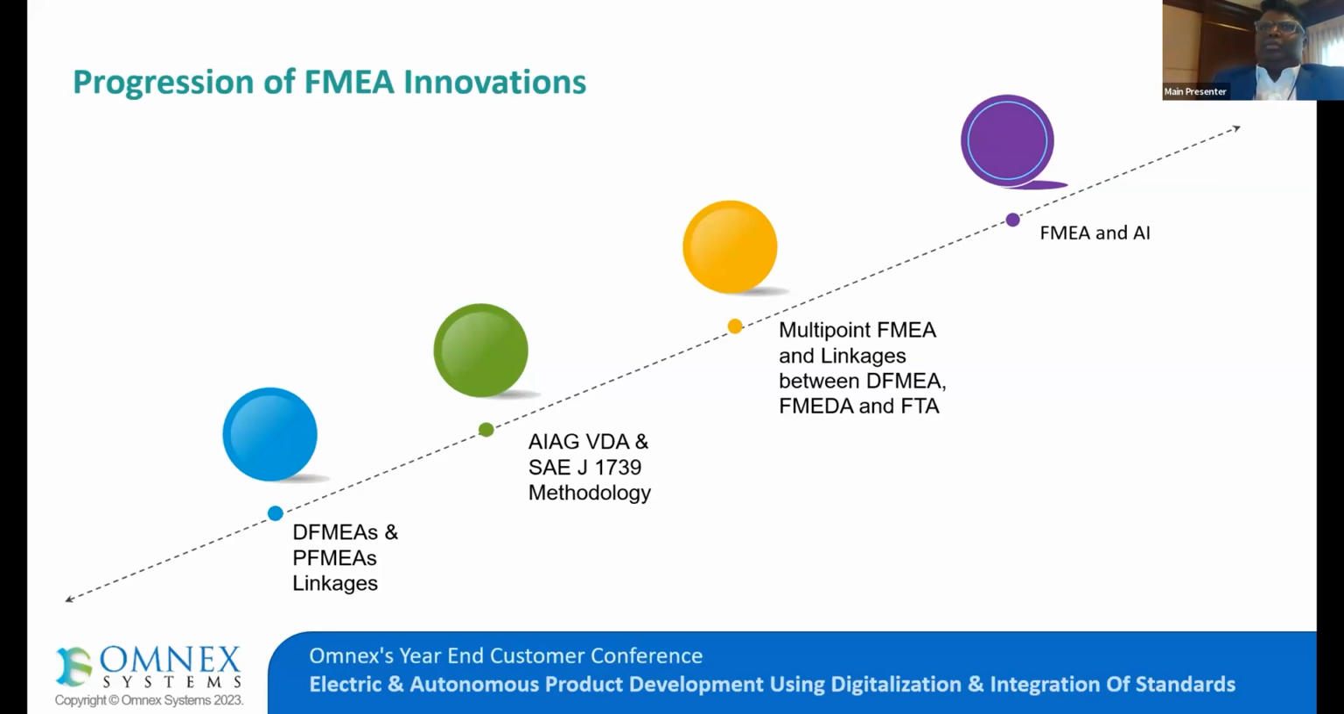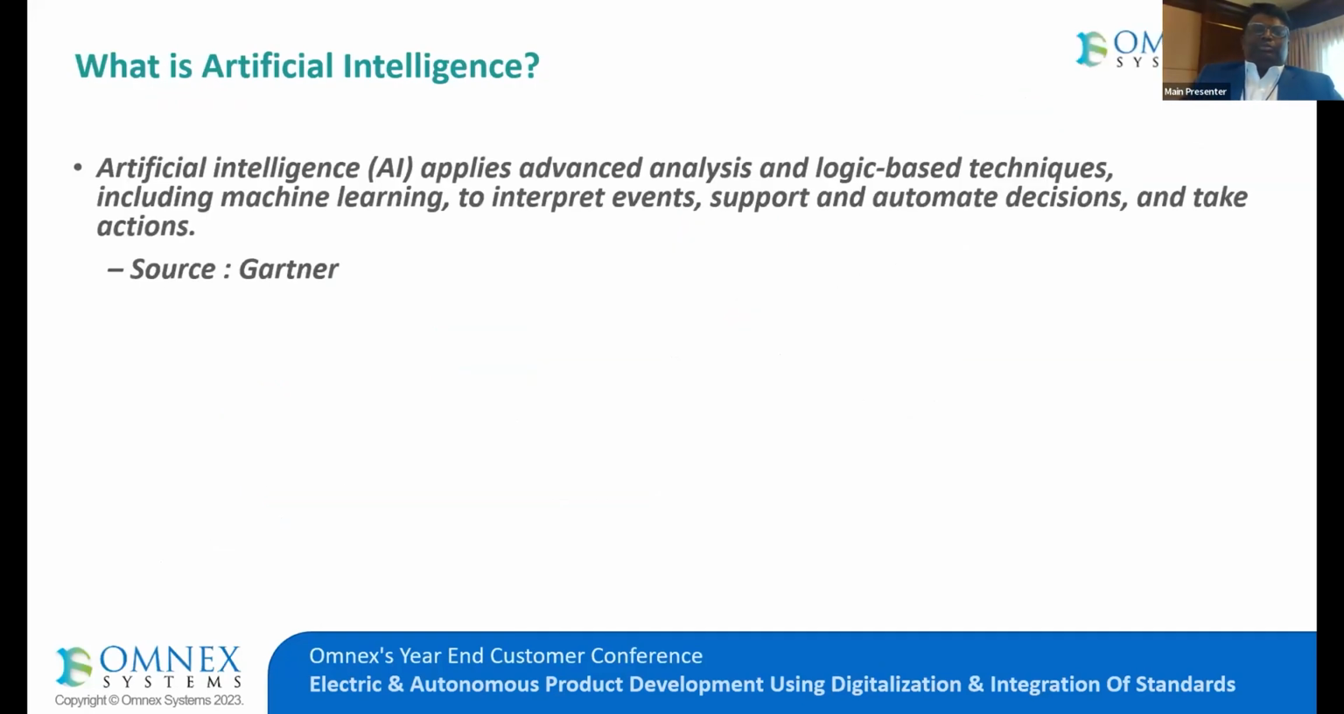The next trajectory where we see FMEA going is getting some support from AI. Why? Because the good news is we have data, and the better news is technology has matured. So what is AI? We talked about AI quite a bit. It's a way of using advanced algorithms, natural language processing, and machine learning to automate and make decisions. There are two fundamental things that AI usually does. One is being able to validate. The second one is being able to recommend.